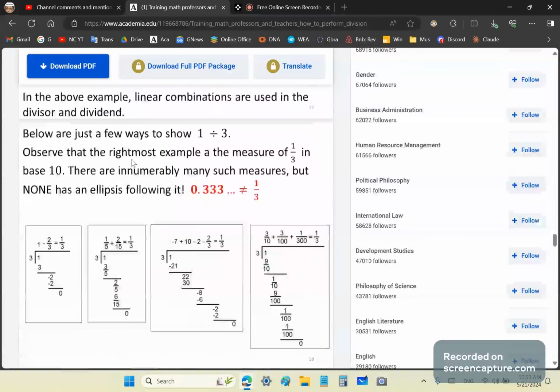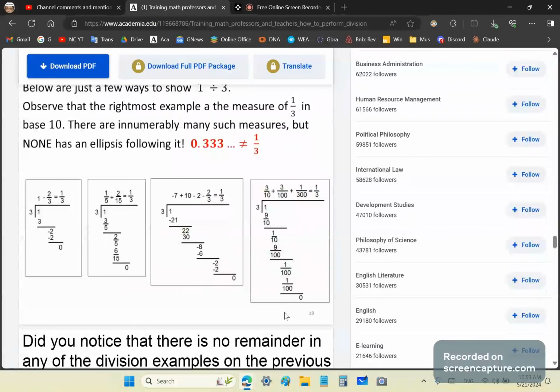Now, below are just a few ways to show 1 divided by 3. 4 ways only. The rightmost is an example as a measure of 1/3 in base 10. This, where I'm pointing to now, is how you measure 1/3 in base 10. And look, there's no remainder there. Do you see that? Are you surprised? Really? Does that shock you?